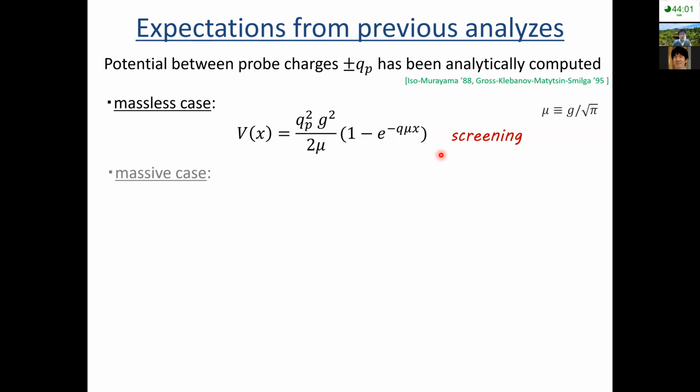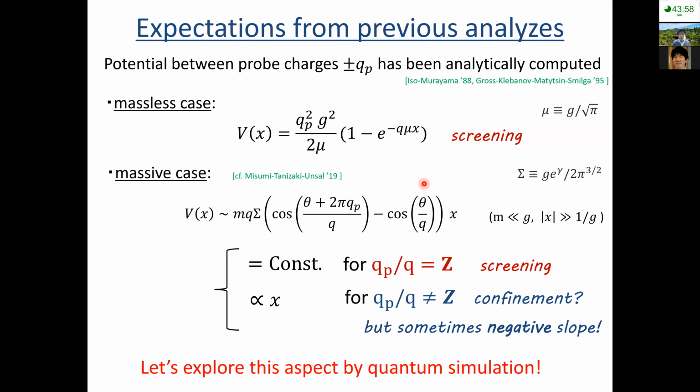And the massive case is more interesting. For small mass, by mass perturbation, people got this potential. So it seems we have a linear behavior, but the coefficients can change qualitatively as we change Q, Q_P and theta. First, if the probe charge Q_P is an integer multiple of the charge of the dynamical fermion, the coefficient becomes 0, and we again have a screening behavior.